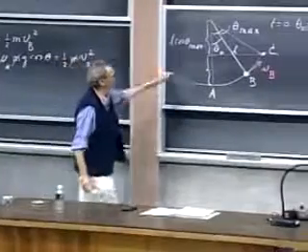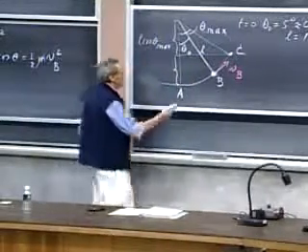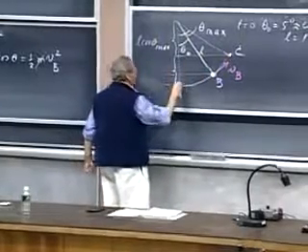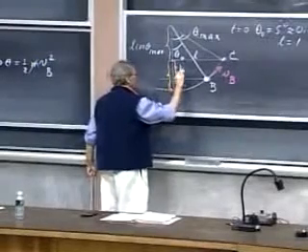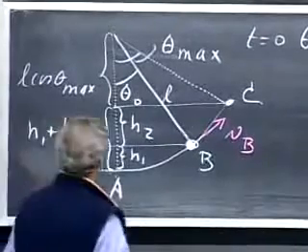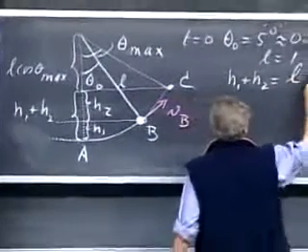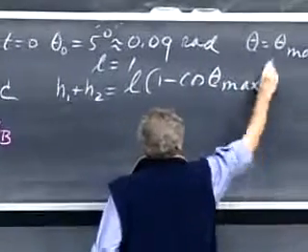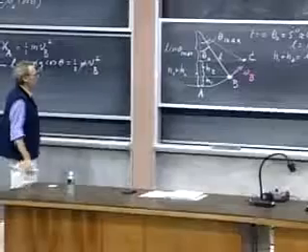So it comes down to calculating how high this object comes above point A. Well, I will split this into two heights. This one, which I call h1, and this one, which I call h2. And so the one that we really want to know is what is h1 plus h2. Because h1 plus h2 will be L times 1 minus the cosine of theta max. And so the moment we have h1 plus h2, we immediately have the maximum angle.